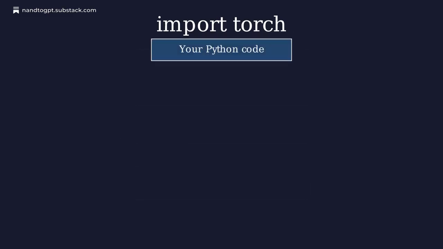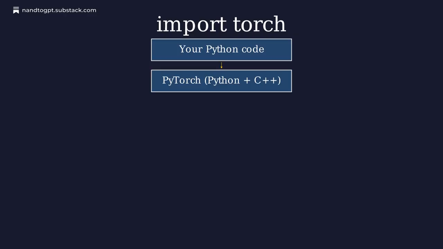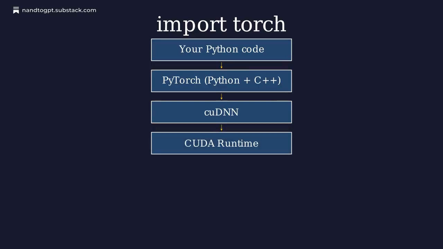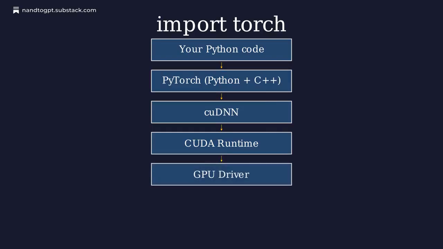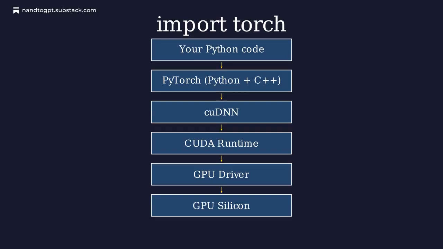Those compiled extensions call into even deeper layers. Your Python code at the top, PyTorch below that. cuDNN, or NVIDIA's neural network library. CUDA runtime, which is the GPU programming interface. GPU driver, which talks to actual hardware. And finally, we arrive at actual GPU silicon. Each layer translates your intent into something the layer below understands. That's why import takes seconds. It's loading and initializing this whole tower.